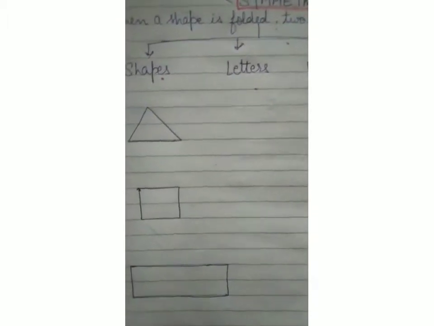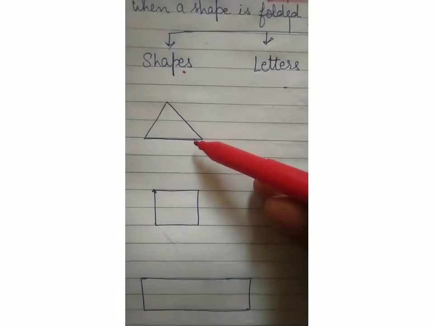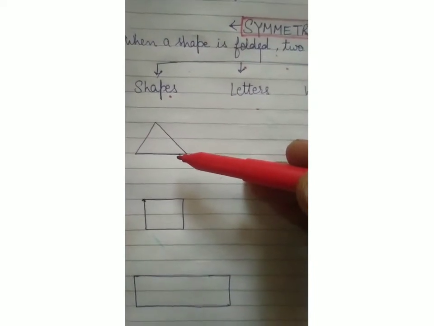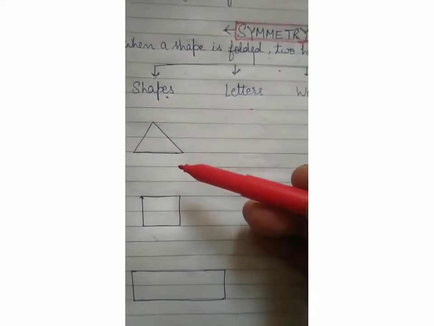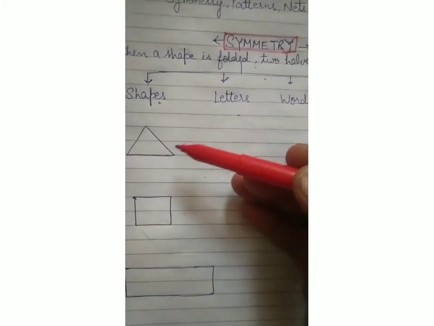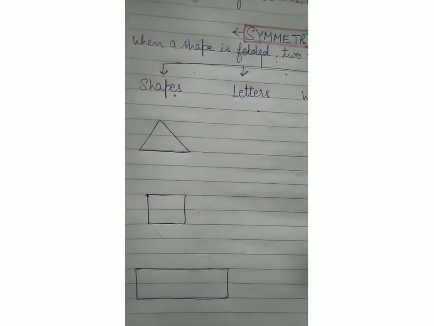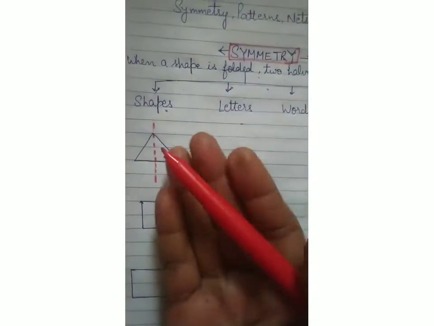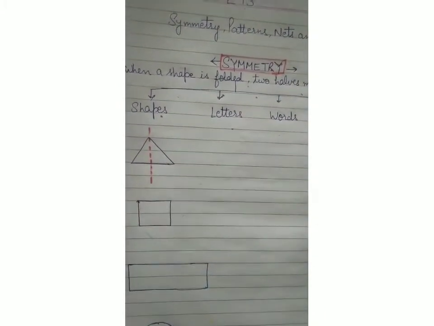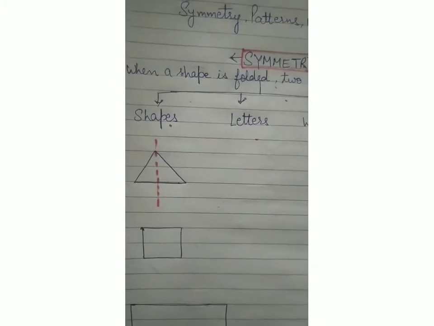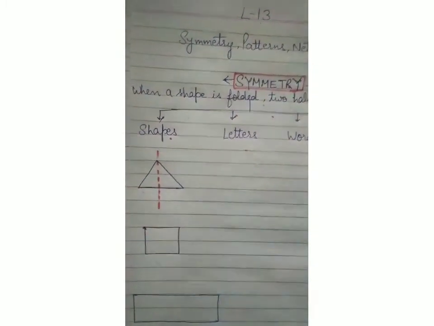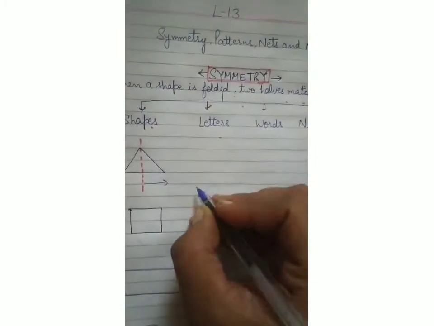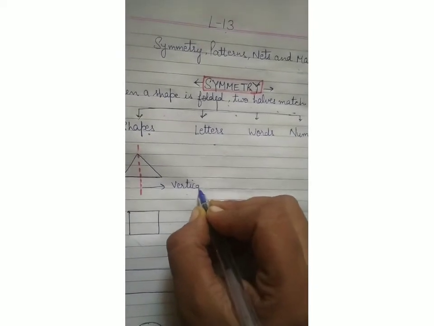So, let's start with the shape. Here you can see this triangle. So, here you have to draw a line which shows that when you fold this triangle, both the halves should overlap each other perfectly. So when I draw a line over here, then when I fold this triangle, it will overlap each other. So this line is the symmetrical line. This is the line of symmetry. And because this is drawn vertically, that is called vertical line of symmetry.